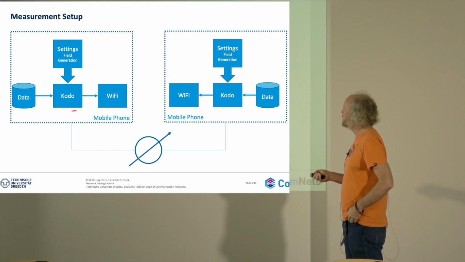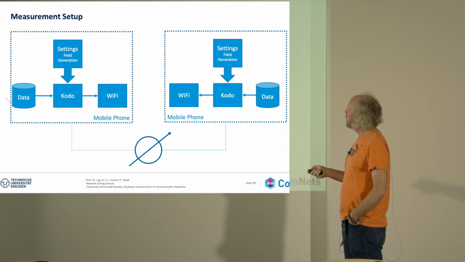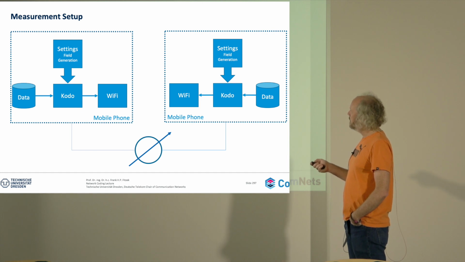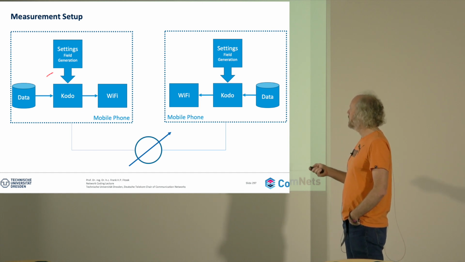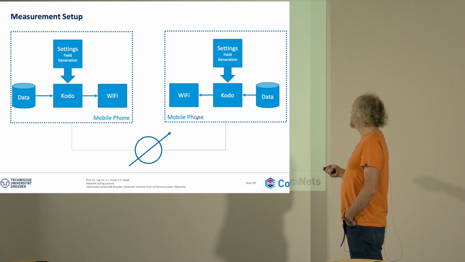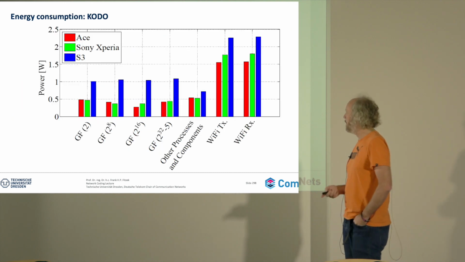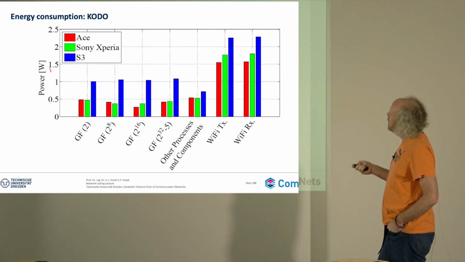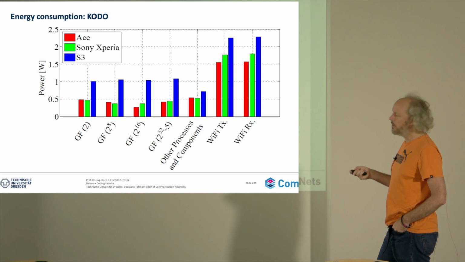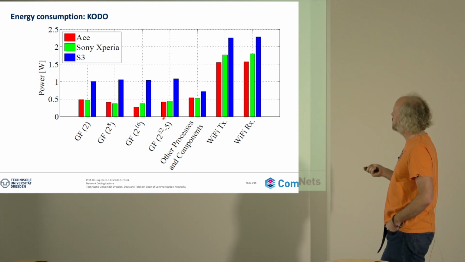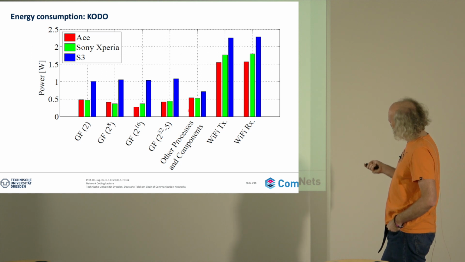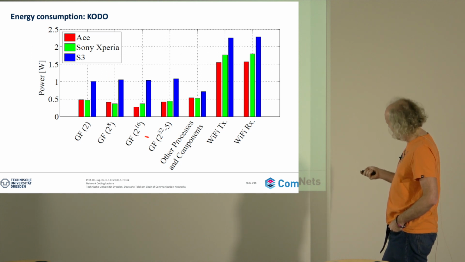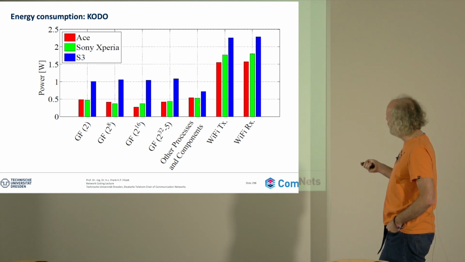And then in the measurement, we said, okay, let's take the mobile phone. We have some data. We give it to KODO, apply some field parameters to it, and then the coded packet goes out over Wi-Fi, and we send it to the other side and do the decoding, and then we measure what happens here. This is then the energy consumption. We are giving you the power values, which we are measuring, and then over time it looks like this. What you see, there are 4 regions for coding. There are other processes and components that we cut out, and then there's Wi-Fi transmitting and receiving.